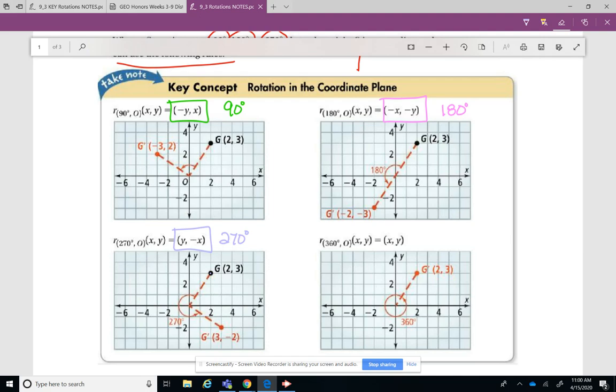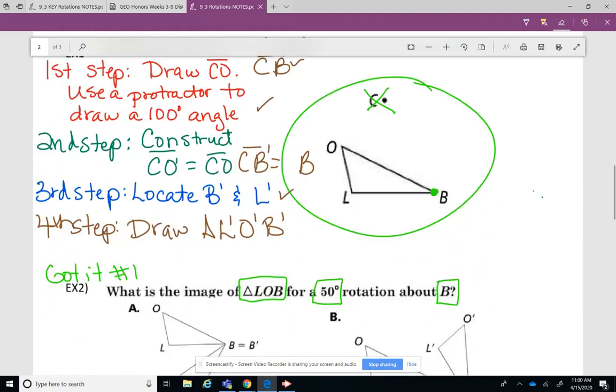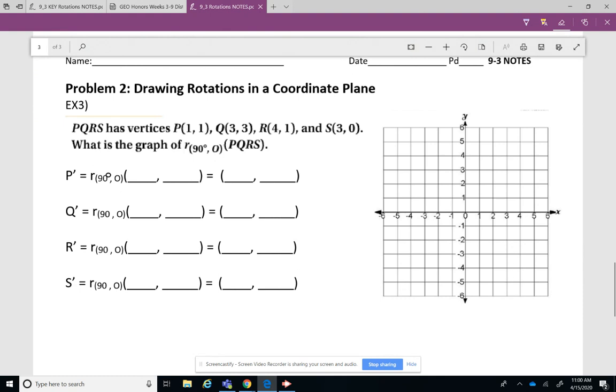All right. Let's go now to page 563. And it's going to be right here. This is going to be problem 2. So this is page 563. And the first thing we're going to do is we're going to have to go draw some points. So we want to create PQRS, and these are the vertices. So let's go put those in there.